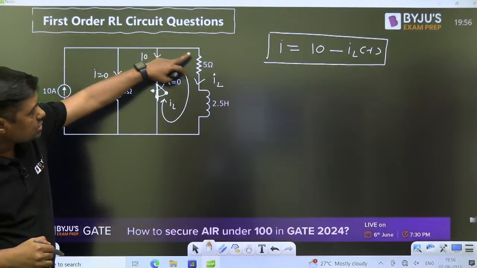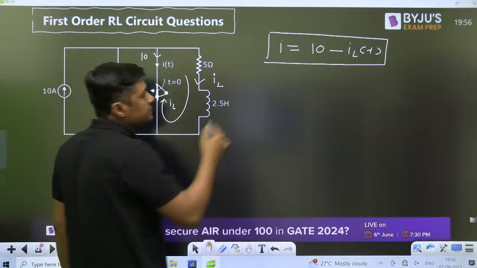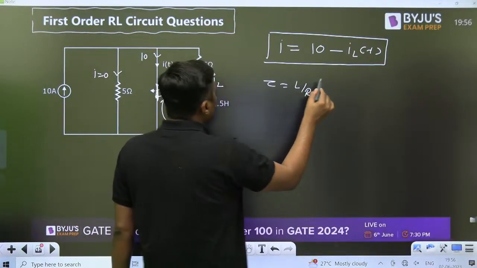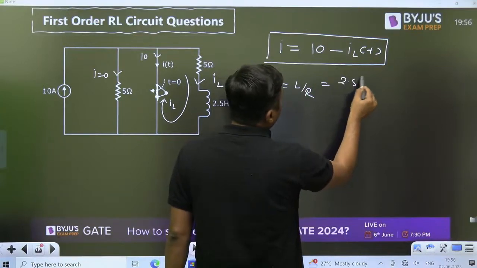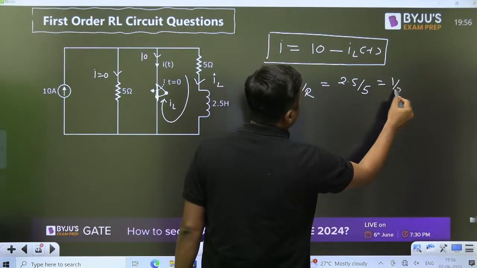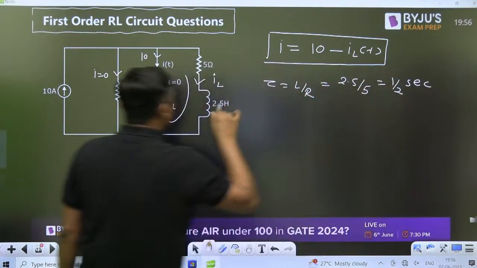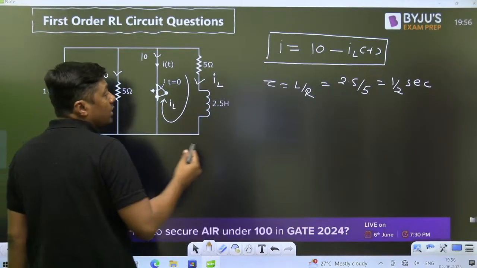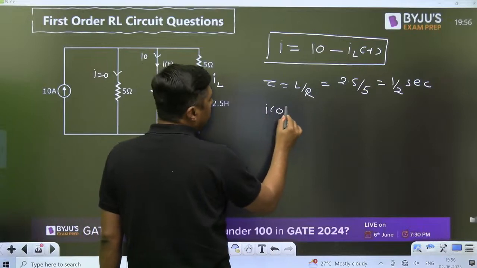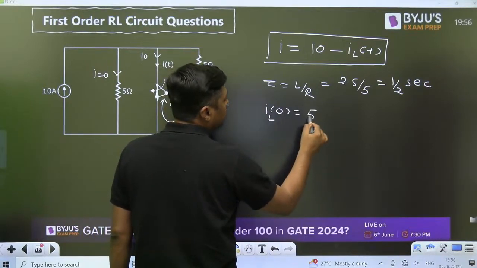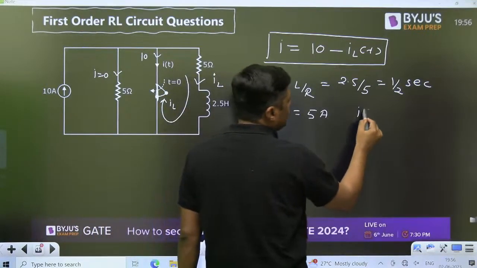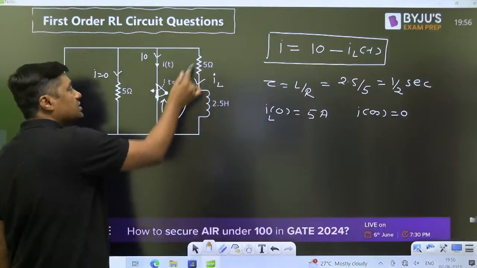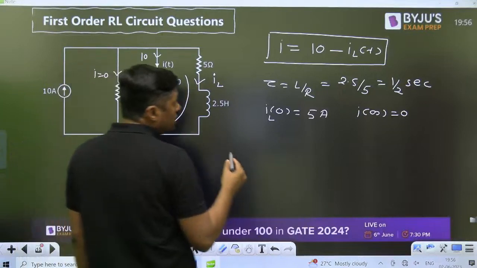Now watch this. What is the time constant? L by R. So it will become 2.5 divided by 5, that is 1 by 2 second, because 2.5 Henry upon 5 becomes 1 by 2 second. That is the time constant. What is the initial current through the inductor? Already we have calculated, 5. What is the final current through the inductor? It will be 0, because finally the inductor will discharge through this resistor. So what is iL?